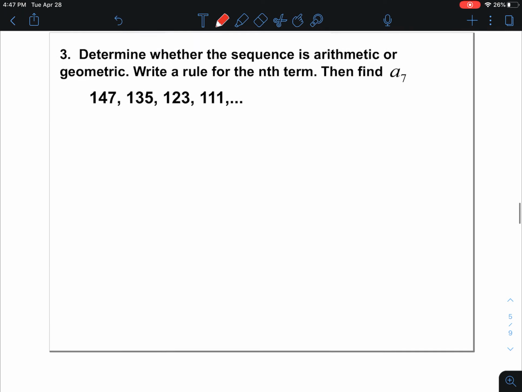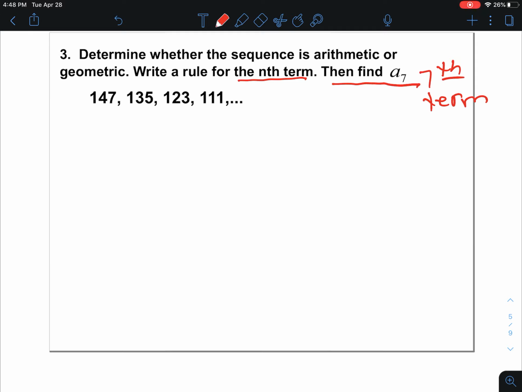Next problem. Determine whether the sequence is arithmetic or geometric, and then write a rule for the nth term. Now, we've been doing that, but this time they also ask us to find a sub 7, which means we're looking for the 7th term after we figure out what the rule is.